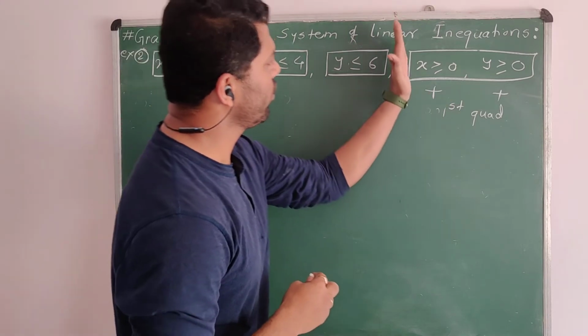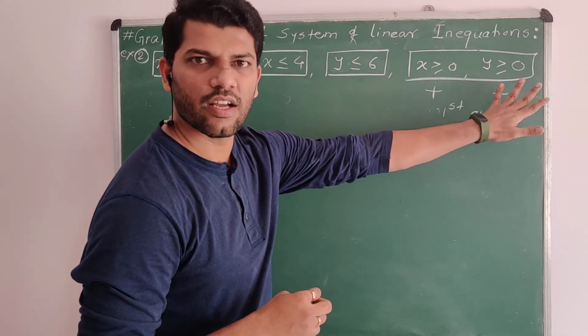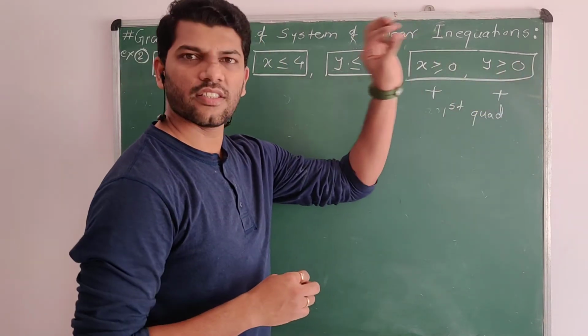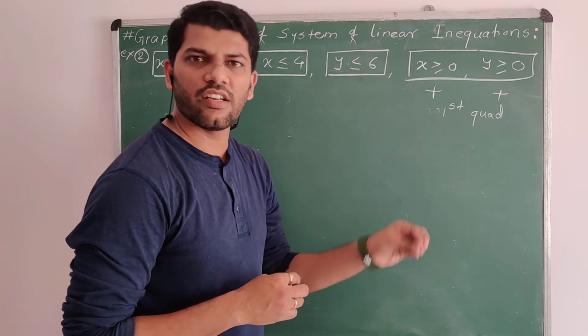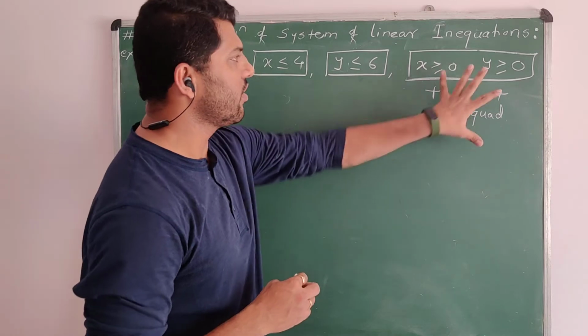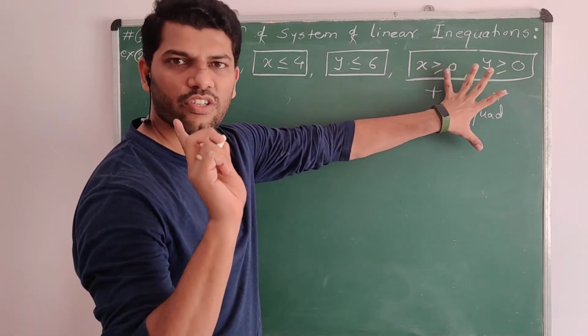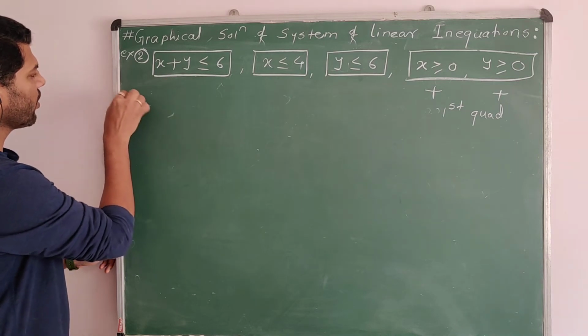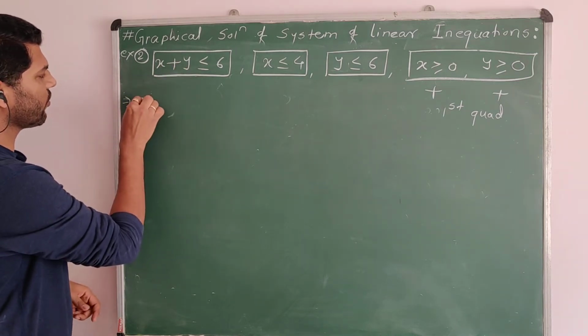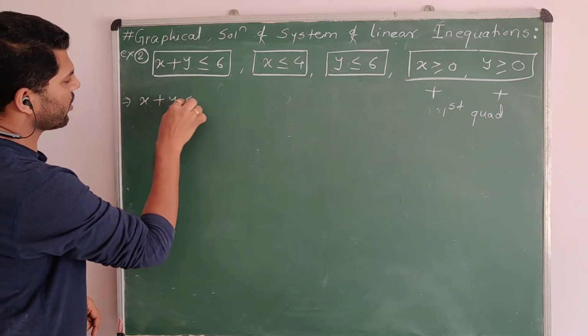There is no other use of this in the graph. It simply indicates that the entire solution set, the shaded region or the feasible region, lies in the first quadrant only. That's all. Now let's draw this inequality first. Let's discuss this inequality first: x plus y less than or equal to 6.